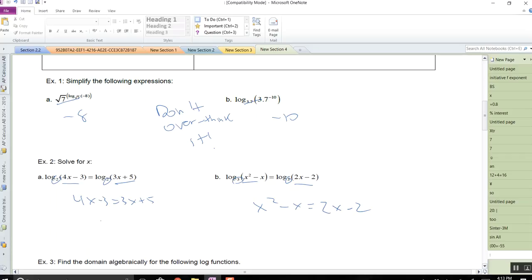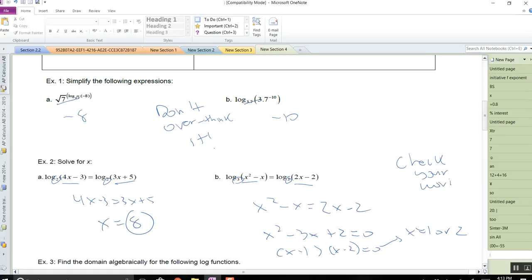Okay, you should get x equals 8. Over here, you get x squared minus 3x plus 2 equals 0. Factor, you get (x minus 1)(x minus 2), so x equals 1 or 2. Now, you do need to check your work because not all these answers will work sometimes.